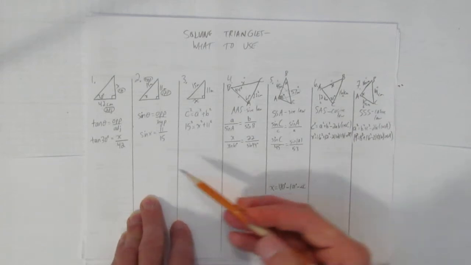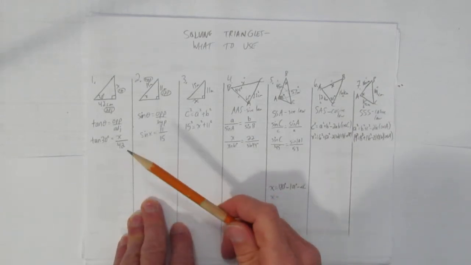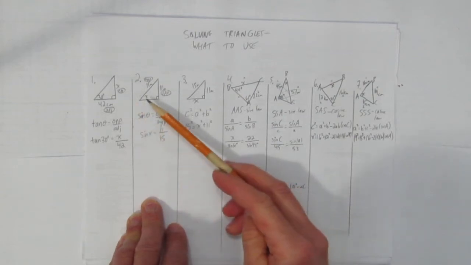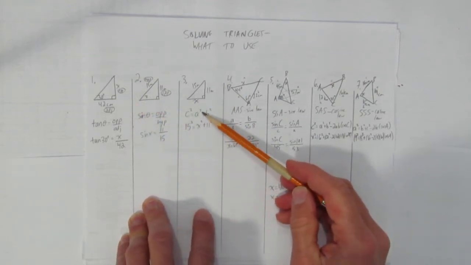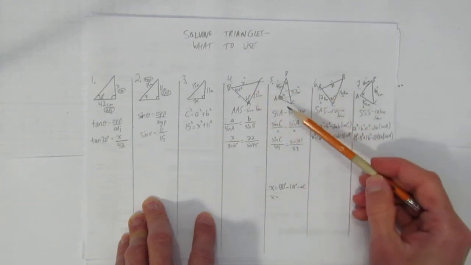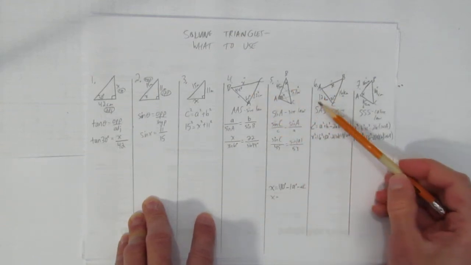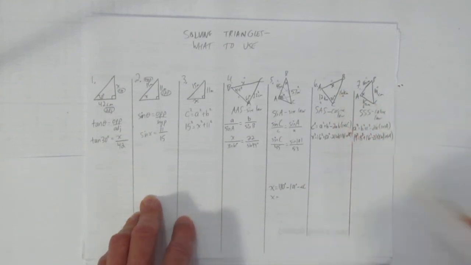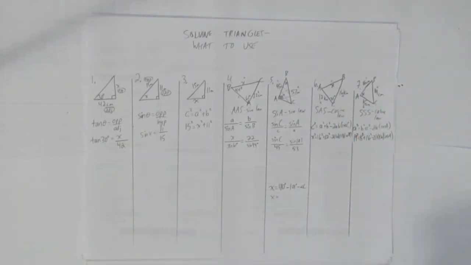There you have it. A situation where we're using SOHCAHTOA to find a side, SOHCAHTOA to find an angle, Pythagorean Theorem, as well as Sine Law to find a side, Sine Law to find an angle, Cosine Law to find a side, and Cosine Law to find an angle. Those are the 7 types of questions you're going to get.